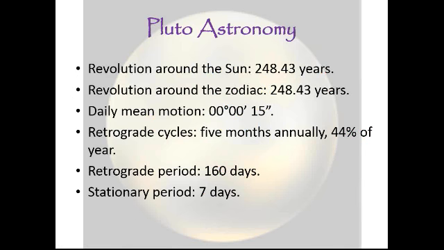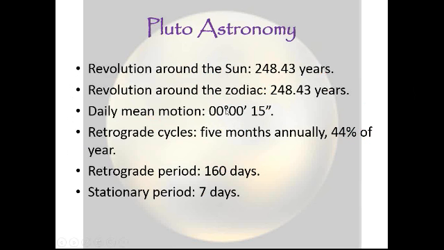Here's a little bit of Pluto astronomy for you. Pluto takes 248 years to go around the Sun. It's so far out there that this is also its revolution around the zodiac. If we averaged it out to a daily motion for Pluto moving through the zodiac, it's 15 minutes.